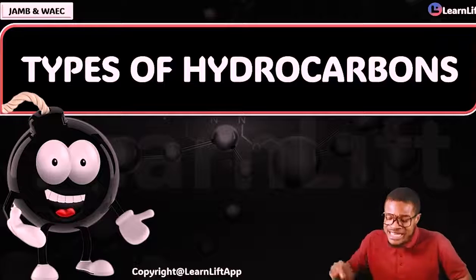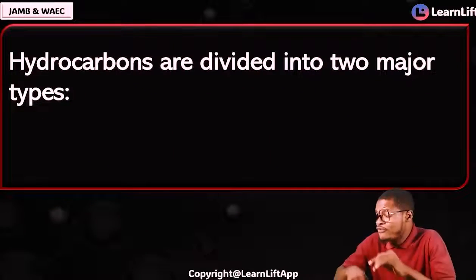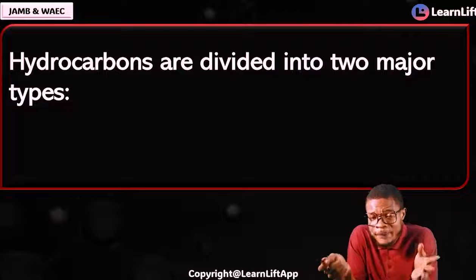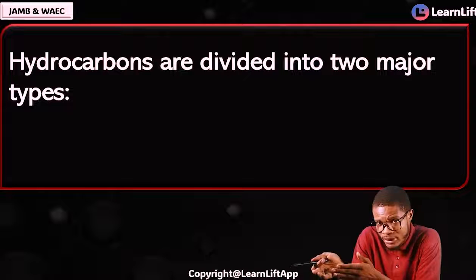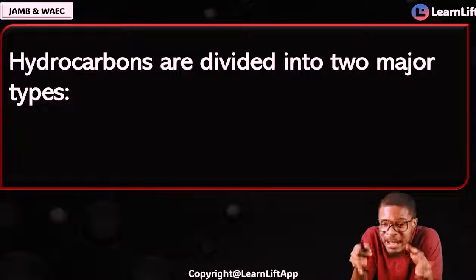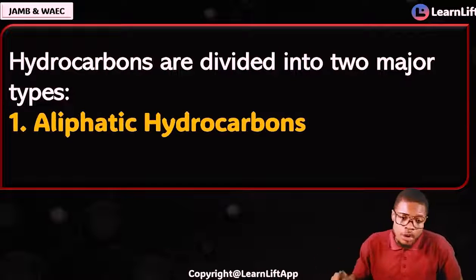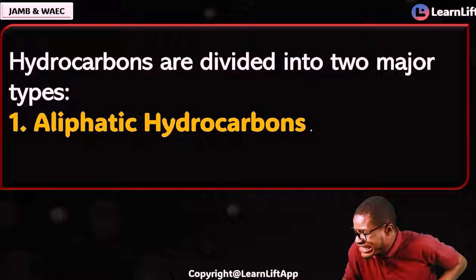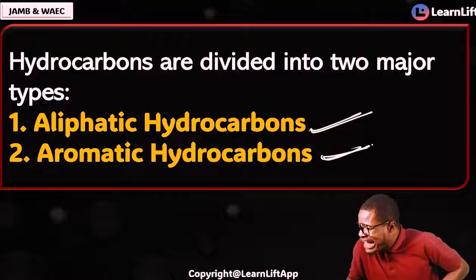Well, let's go. Under the types of hydrocarbons, I want you to note this: organic compounds, we can divide them into hydrocarbons and non-hydrocarbons, right? And I told you that hydrocarbons are either saturated or unsaturated. Hydrocarbons themselves are divided into two types. What are the two types of hydrocarbons? Number one are the aliphatic hydrocarbons. Number two are the aromatic hydrocarbons.